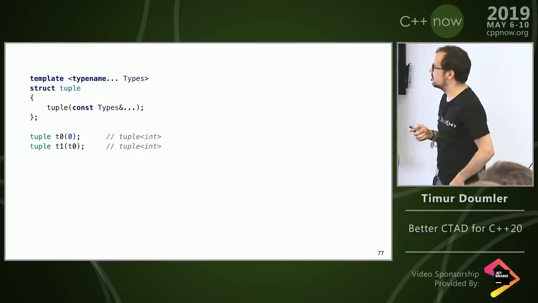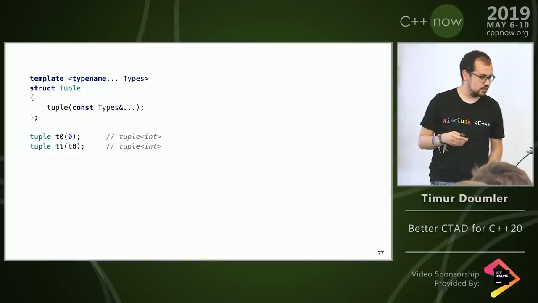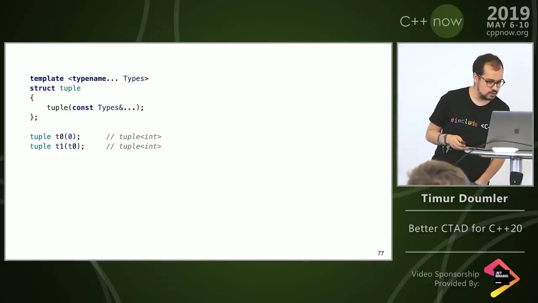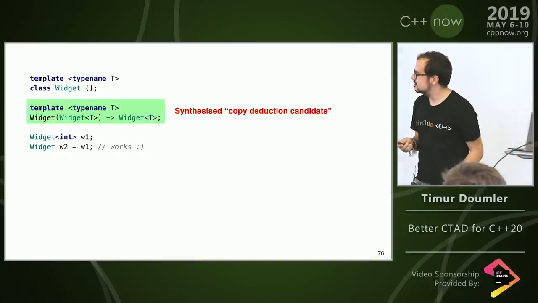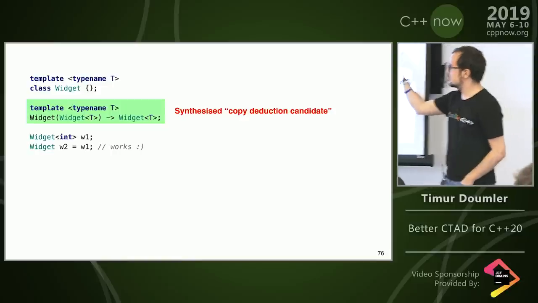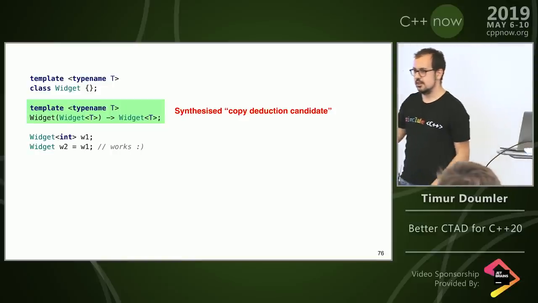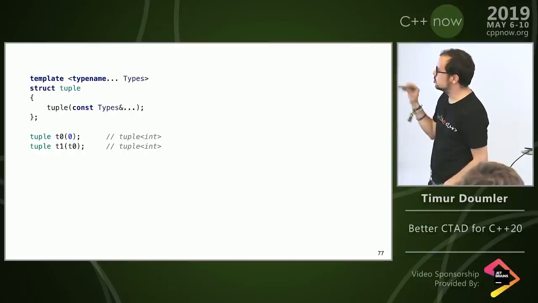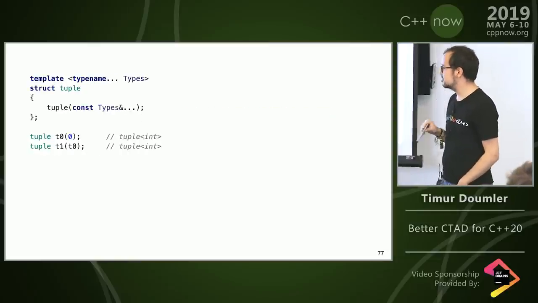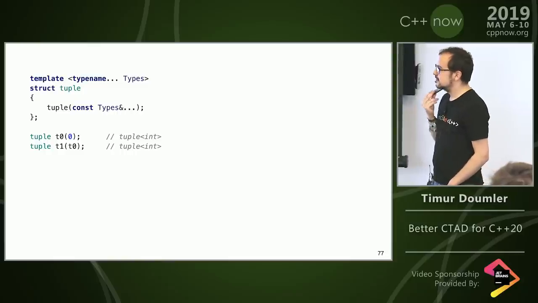Yeah. Thanks. Right. So, okay, now I don't remember where we were. Yes, so the copy deduction candidate. Right, so you always get this additional copy deduction candidate. And this creates a problem in one particular case, which is the tuple case, which is, of course, our favorite library type. So what happens here?